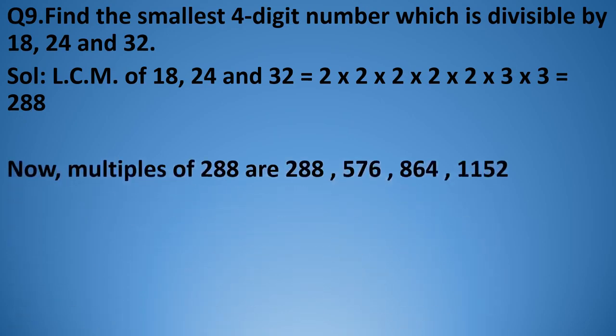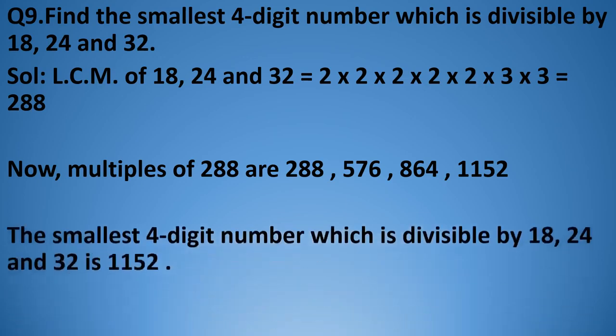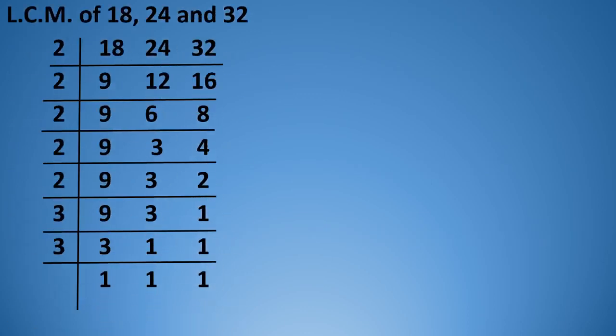Okay, you have to find out the smallest 4-digit number, and 288 is a 3-digit number. Find out all the multiples of 288, and whenever your 4-digit number starts, that is the smallest 4-digit number, which is 1152. See, this is how to find out the LCM of 18, 24 and 32.